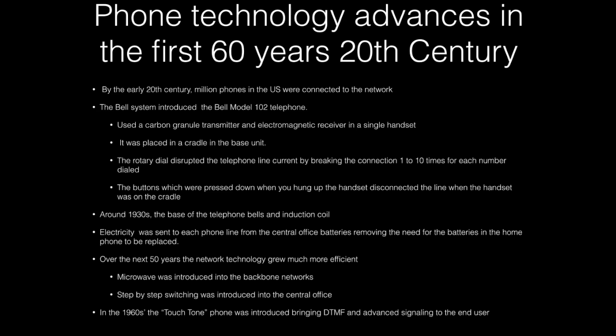So the phone, the telephone, the device that sits on our tables, the Bell system introduced what we knew as the Bell Model 102 telephone, which was the classic phone that had a handset, sat in a cradle, had a rotary dial on it. It was the beginnings of a phone that sort of looked something like what we're used to seeing. It used a carbon granule transmitter for the microphone.